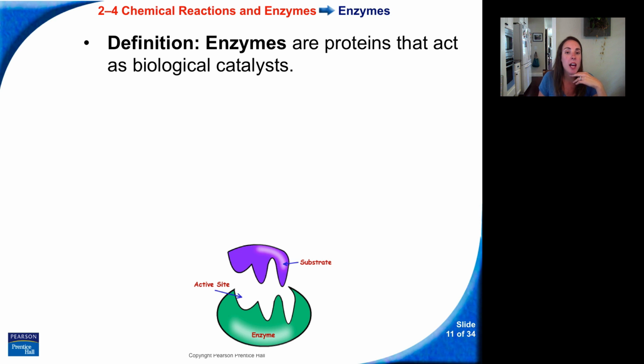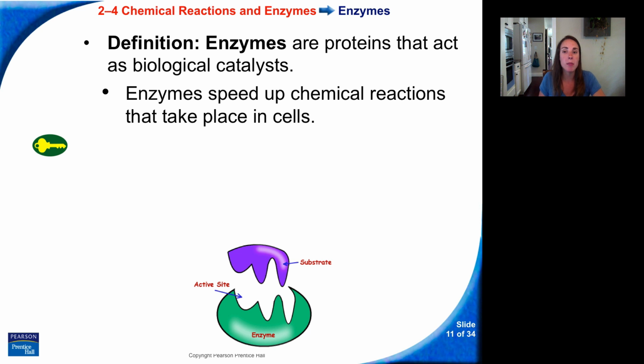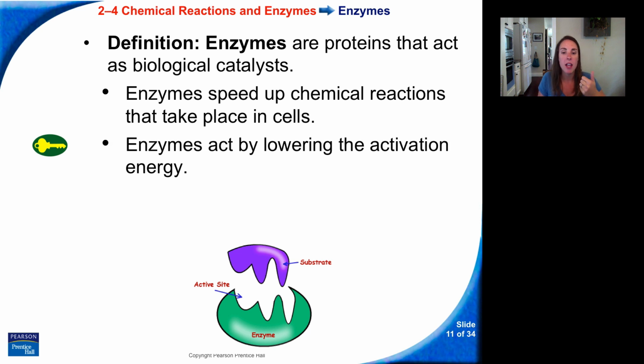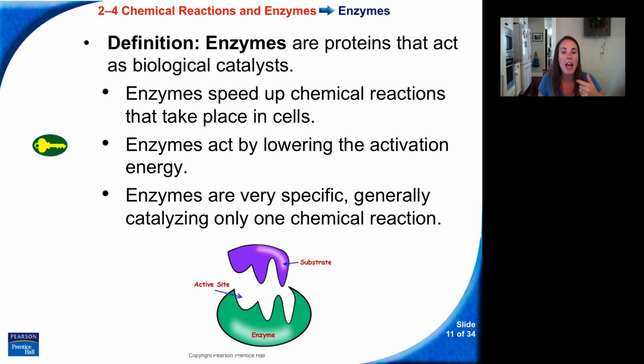Enzymes are proteins that act as biological catalysts. So enzymes are what's going to lower the activation energy in biological reactions. Enzymes speed up chemical reactions that take place in cells. They act by lowering the activation energy, and enzymes are very specific, generally catalyzing only one chemical reaction. So if we look here, here's the enzyme. It has what we call an active site. This is where the substrate, and we'll learn this in a minute, but a substrate is the reactant in the chemical reaction. This is where the substrate binds to the enzyme.